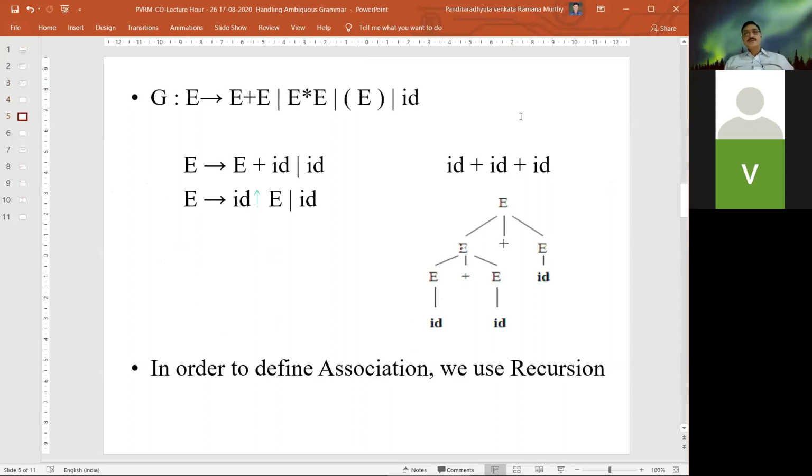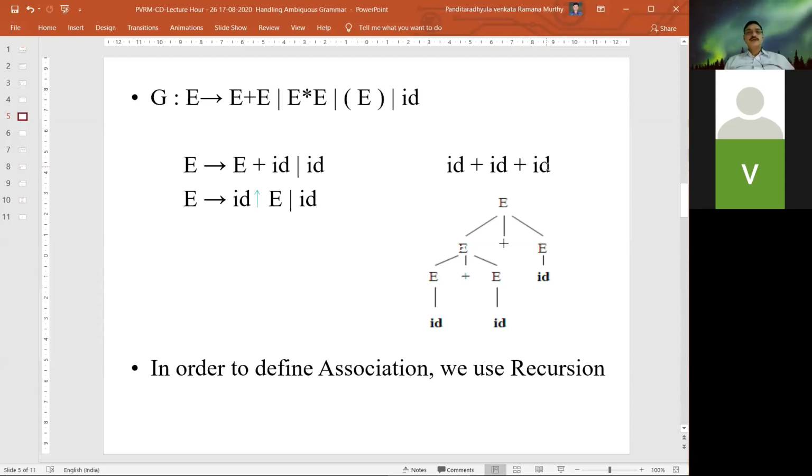For example, here first we'll take these two plus signs, or not only the plus sign, it can be any two same type of symbols. Plus and minus have the same precedence, multiplication and division have the same precedence, and exponent has a different precedence. Let's assume we have id plus id plus id.